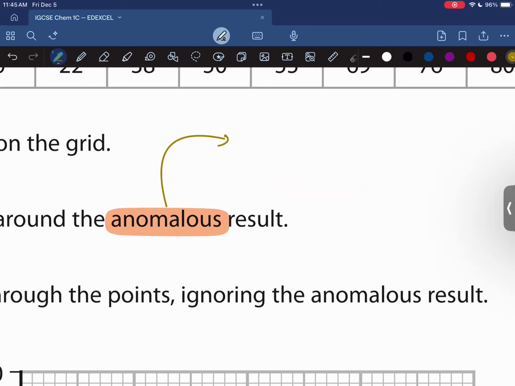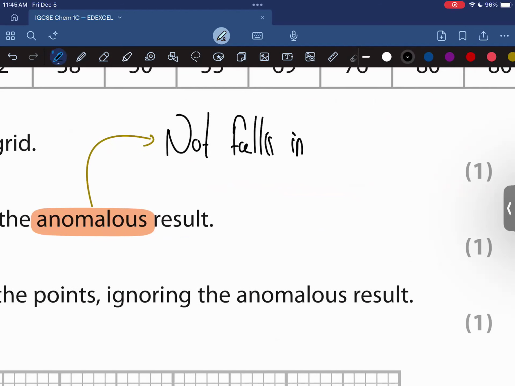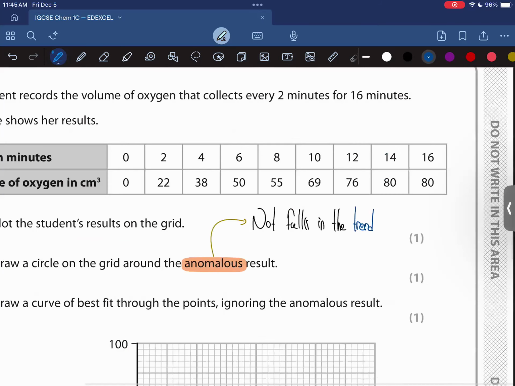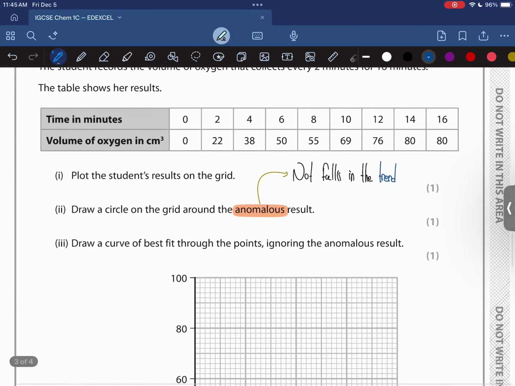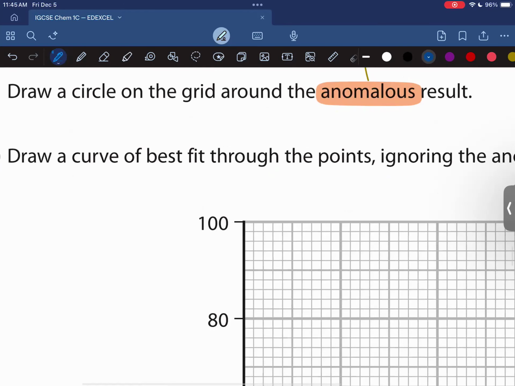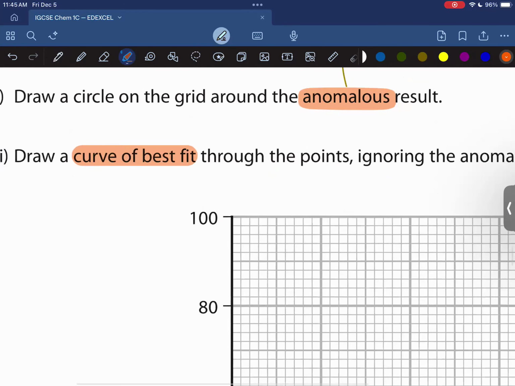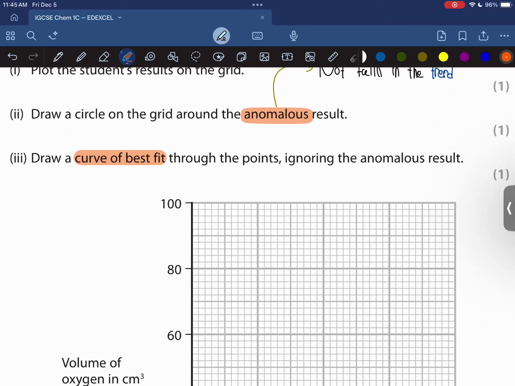An anomalous result does not fall in, or does not lie in, the overall trend. And we need to draw a curve of best fit through the points, ignoring the anomalous result. Understood? So let's plot these values.